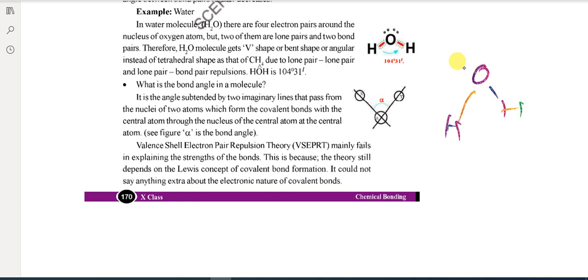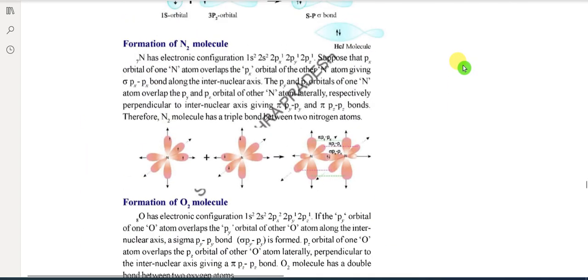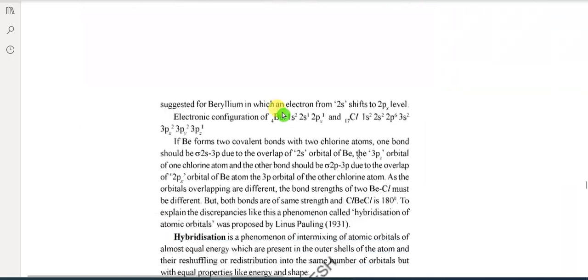Yes, 2 pairs. Next, formation of N2 and oxygen. So already I told this one also. So it is also very important. Between sigma bond. This is sigma and pi bonds.